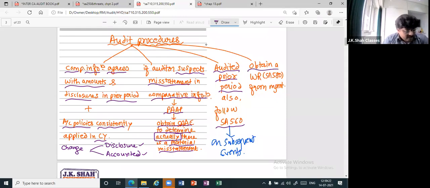And lastly, obtain a written representation from the management. Can I say the auditor's procedures are very manageable? Tell me what. You'll have to check whether the comparative information agrees with the previous year's numbers or not, copy pasted or not. Secondly, all the accounting policies are followed consistently, and if there is a change, whether it is properly disclosed and accounted for. Thereafter, if you suspect any misstatement, then you should obtain more information by doing PAP, and satisfy yourself whether it is actually a misstatement or not. Thereafter, if you have also audited in the prior period, then you can follow SA 560 and give a change in opinion. And lastly, obtain a written representation from the management that they have properly brought the comparative information in the financial statements.